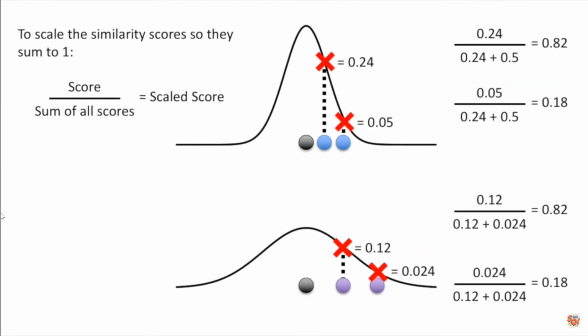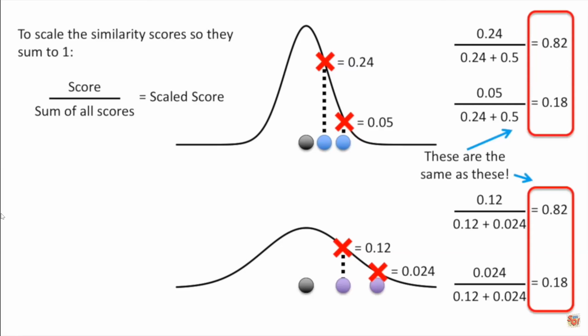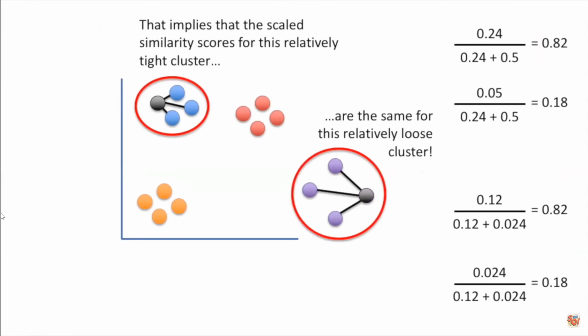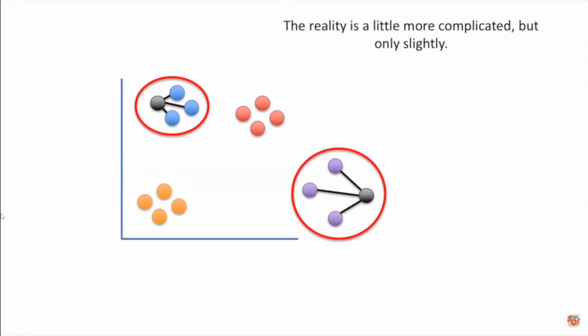And here's the math for when everything is spread out twice as much. We get 0.82 and 0.18. The similarity scores on top are equal to the similarity scores below. They're the same. That implies that the scaled similarity scores for this relatively tight cluster are the same for this relatively loose cluster. The reality is a little more complicated, but only slightly.